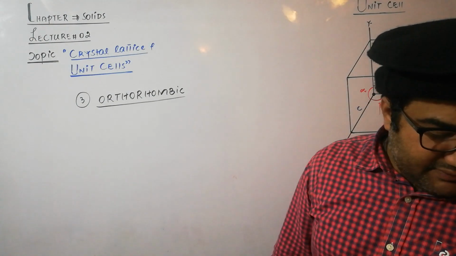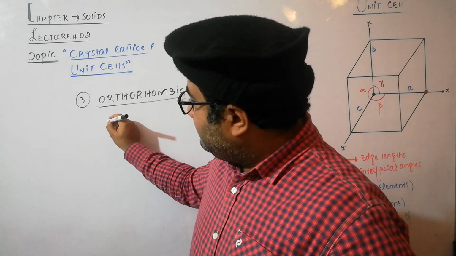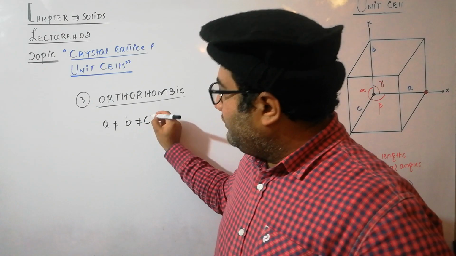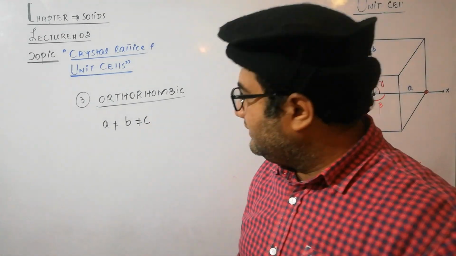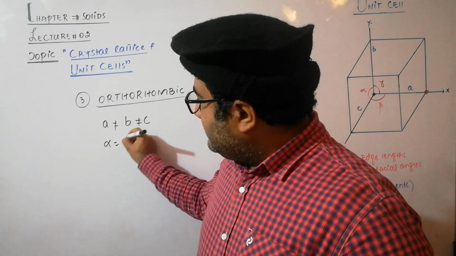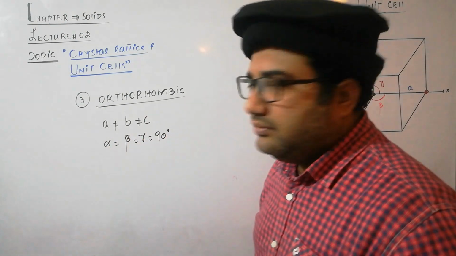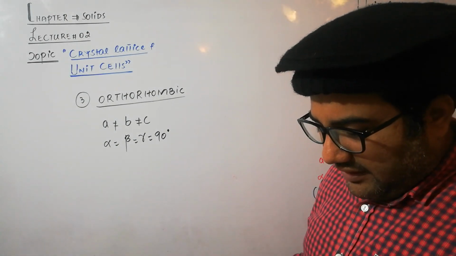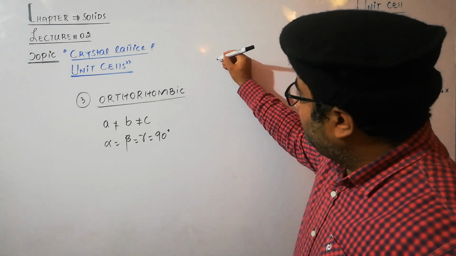What is the relationship between the crystallographic elements in the orthorhombic? In this case, A is not equal to B and B is not equal to C. So one thing is clear, that all the edge lengths are different from each other. But the angles are equal and they are equal to 90 degrees, meaning they are at right angles to each other. Now I am going to tell you how to draw this orthorhombic. Look at this please.